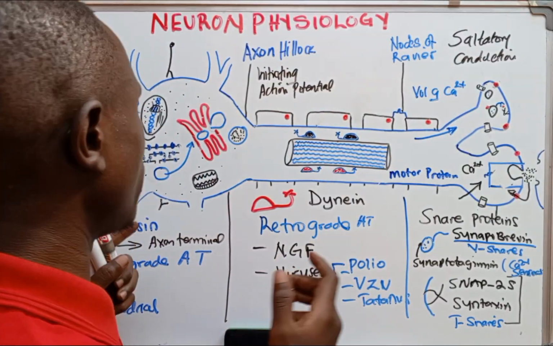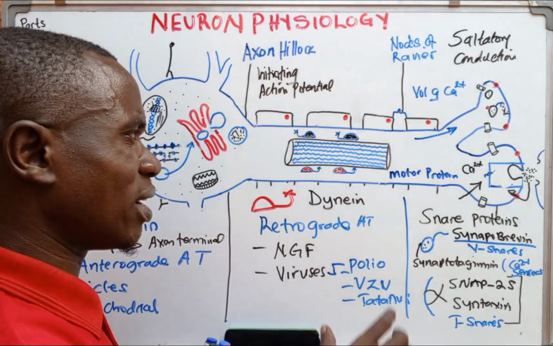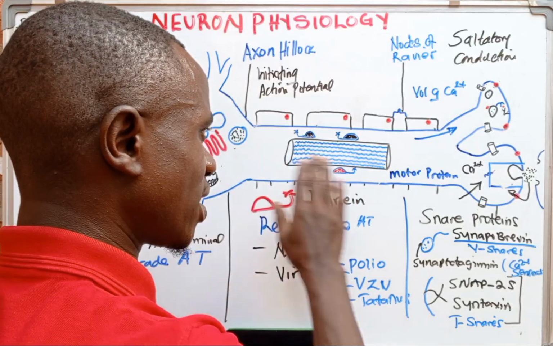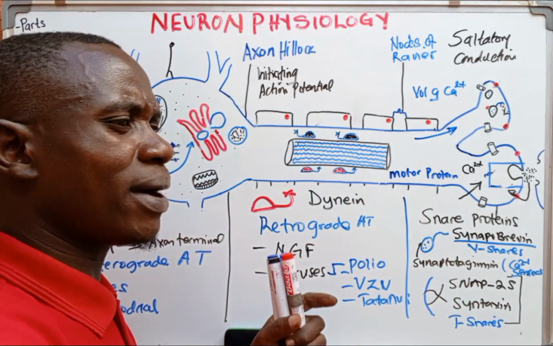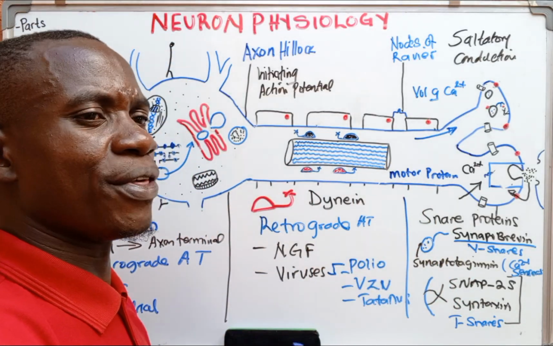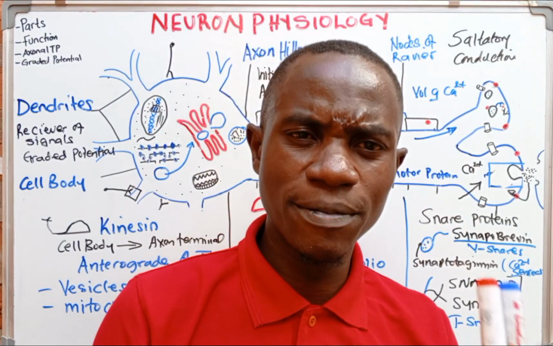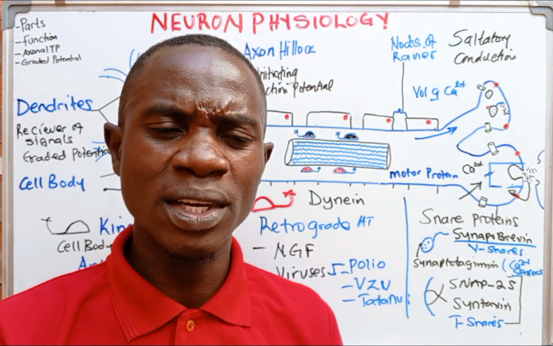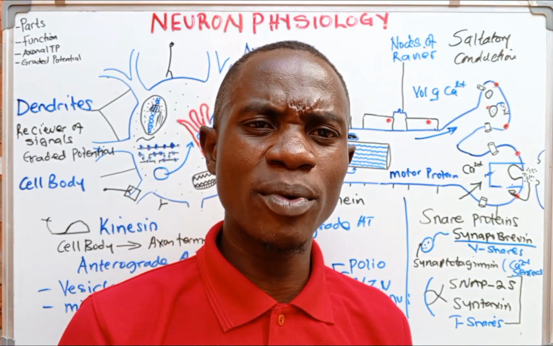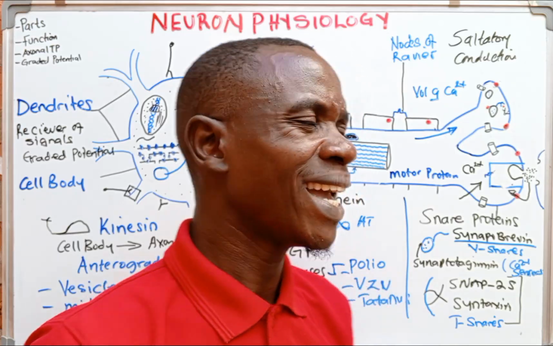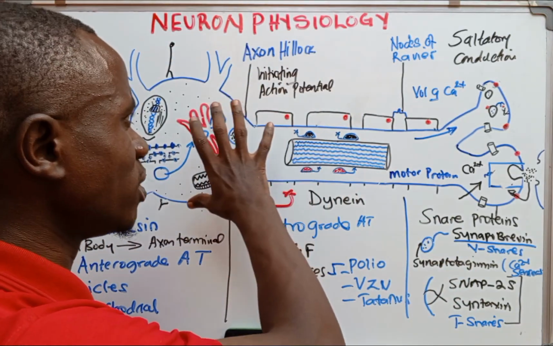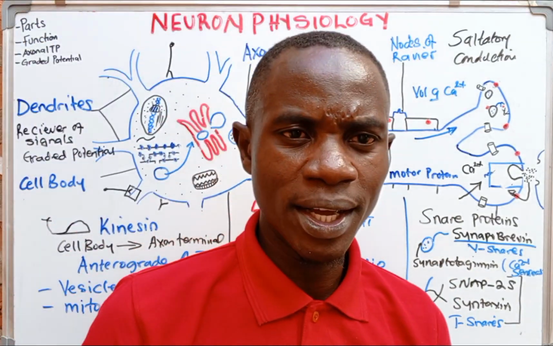We have just talked about the parts, the function, the graded potential, and a little part of axonal transport. We shall later dive into the action potential. You're going to have another full video on action potentials. We shall again see the resting membrane potential, and see exactly how they are connected with the neuron.